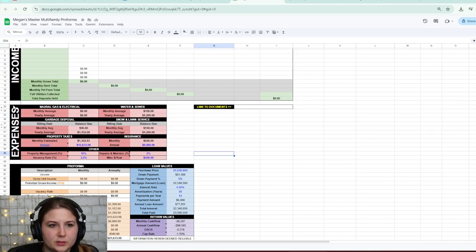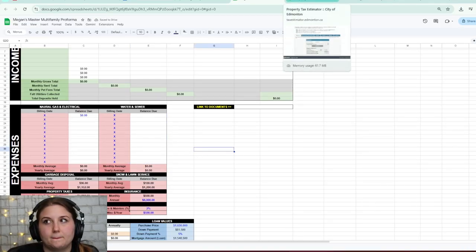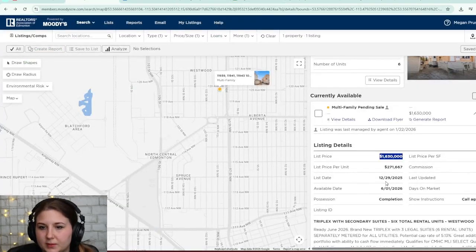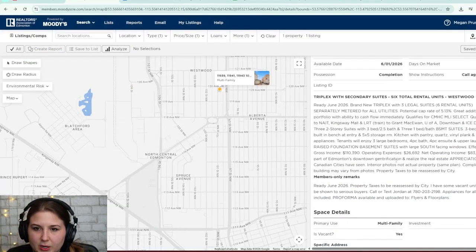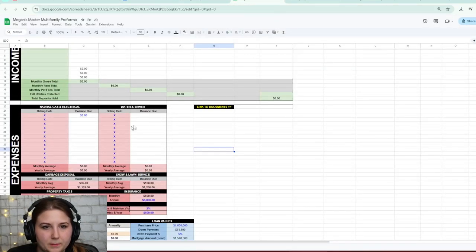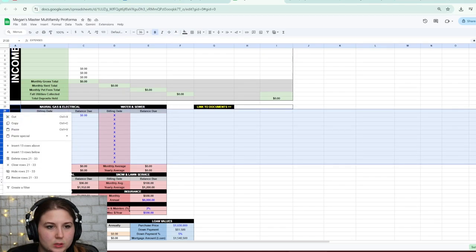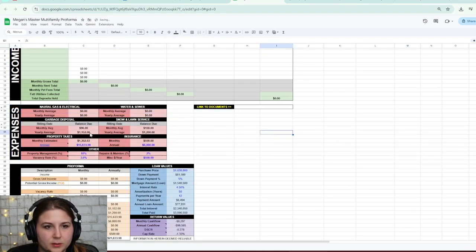Now for utilities, you're not going to be paying any utilities because they are all separately metered. Except you might have to pay for water and sewer. It depends. These buildings have just changed, or MLI Select has just changed the requirements for meters. Separately metered for all utilities right there. Beautiful. So you will not be paying any of these, so we can get rid of these columns. Hide.